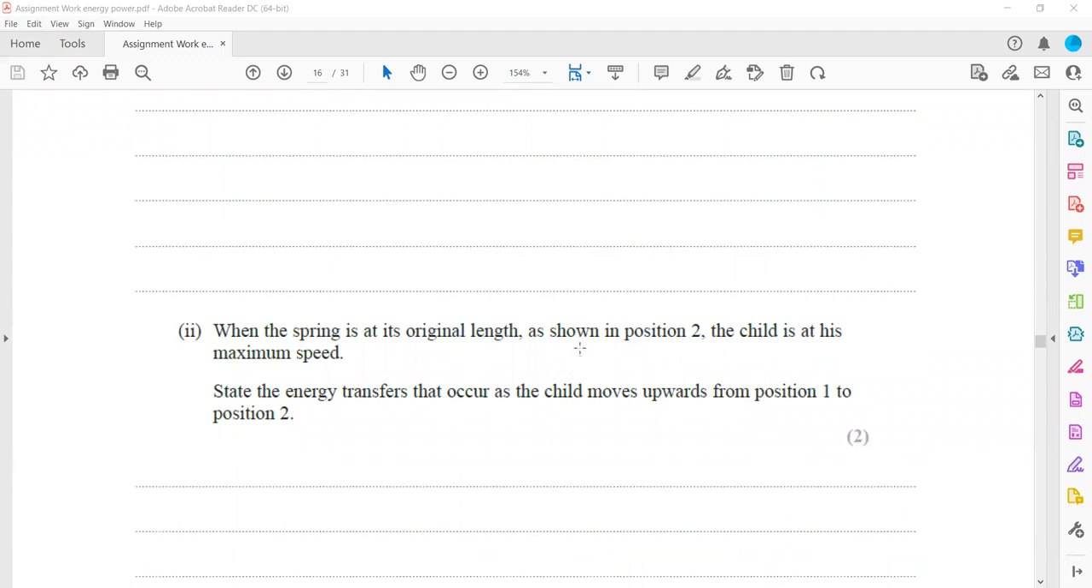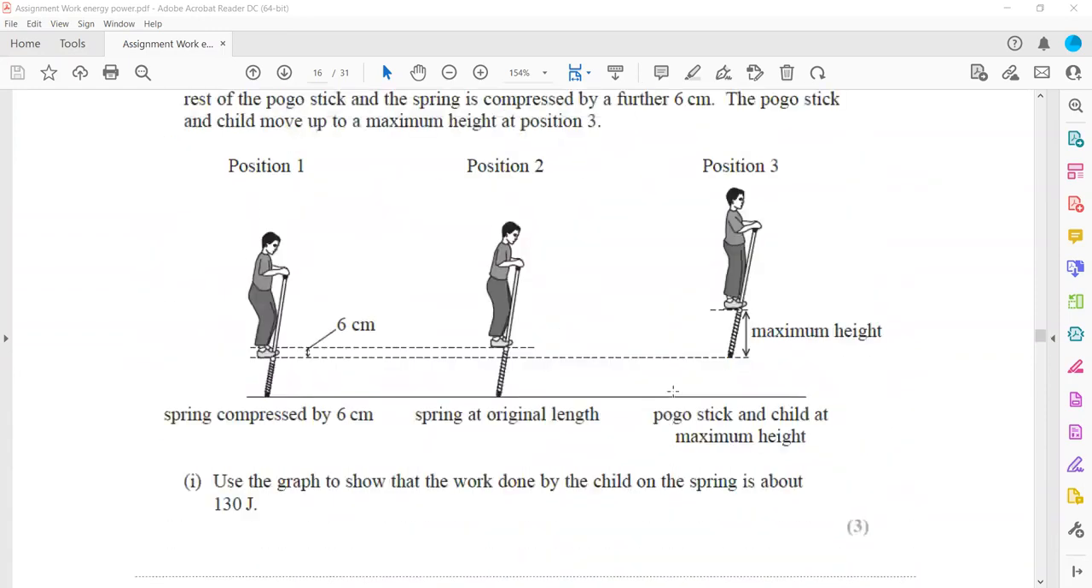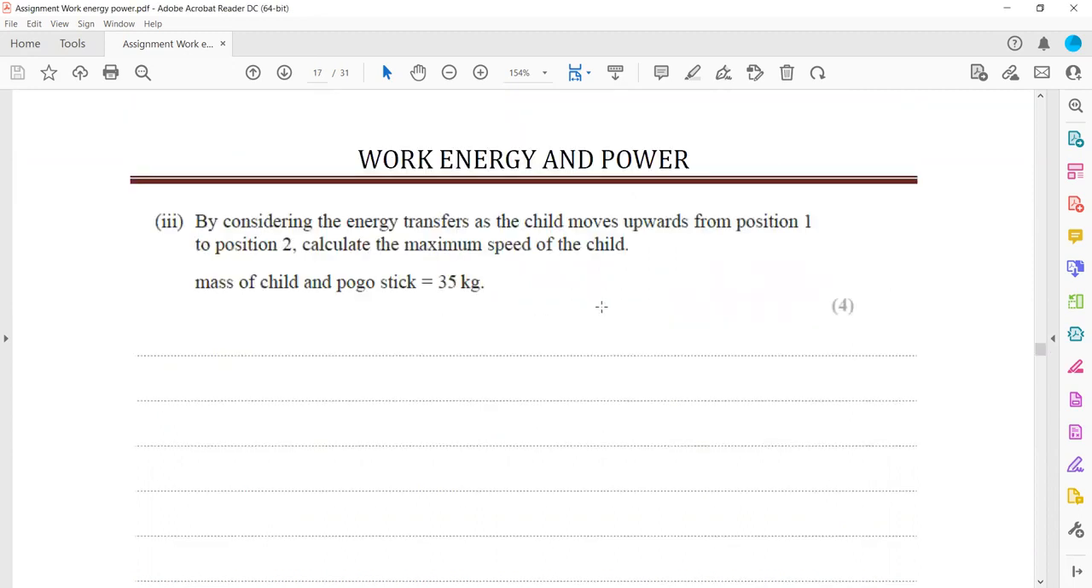State the energy transfer that occurs as the child moves upward from position 1 to position 2. So when the child is moving from position 1 to position 2, the elastic strain energy is converted into kinetic and potential energy, because he is at a certain height as well and he is moving as well. So kinetic plus potential both will be there. The next part: by considering the energy transfer as the child moves upward from position 1 to 2, calculate the maximum speed.